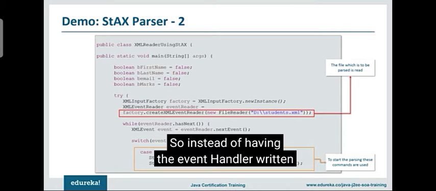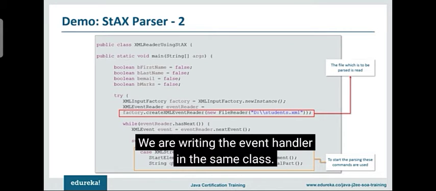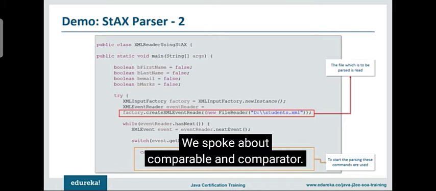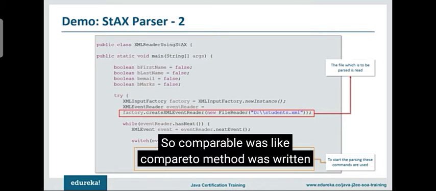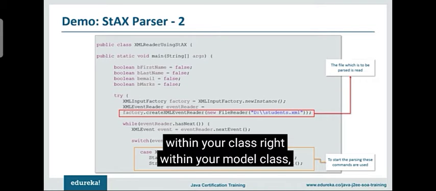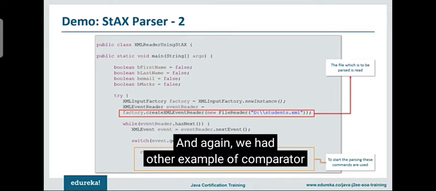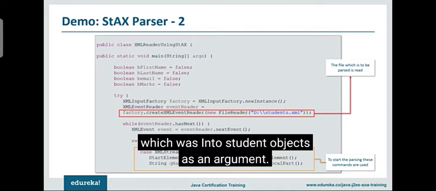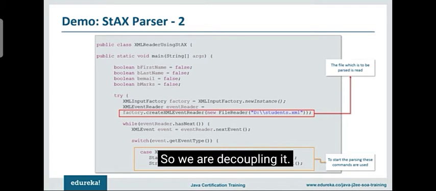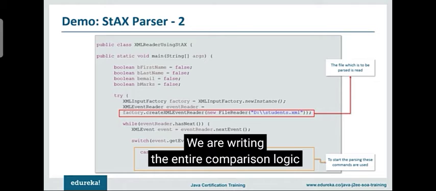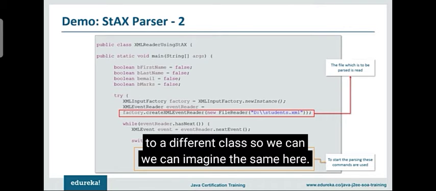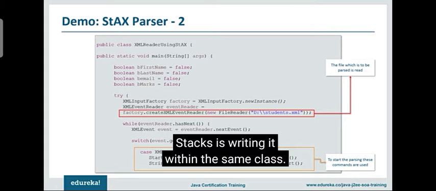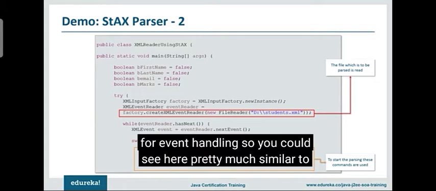Instead of having the event handler written in a separate class, we are writing the event handler in the same class. This is kind of again decoupling, right? Imagine yesterday we spoke about Comparable and Comparator. With Comparable, the compareTo method was written within your model class, which was Student yesterday. And again, we had another example of Comparator, which had a compare method taking two Student objects as arguments. So we are decoupling it, writing the entire comparison logic in a different class. We can imagine the same here. That's the difference between SAX and StAX. StAX writes it within the same class, whereas in SAX you have a separate class for event handling.